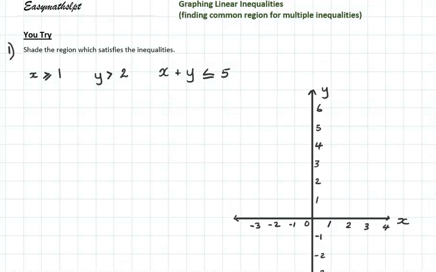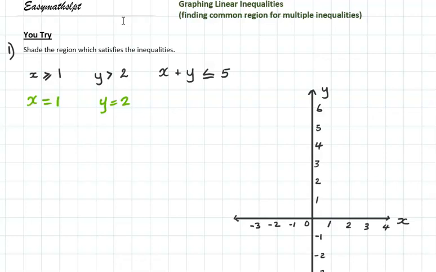Welcome back. So this said shade the region which satisfies the inequalities. So we need all these three inequalities on the same grid. So remember, step 1 is to identify the equation for the line and draw that graph. In the next one, it says y is greater than 2. So we need to draw the graph for y is equal to 2. And the last one says y plus x, or x plus y, is less than or equal to 5.